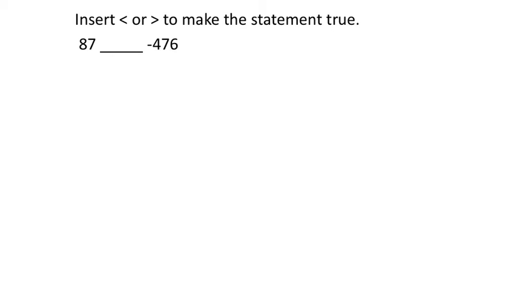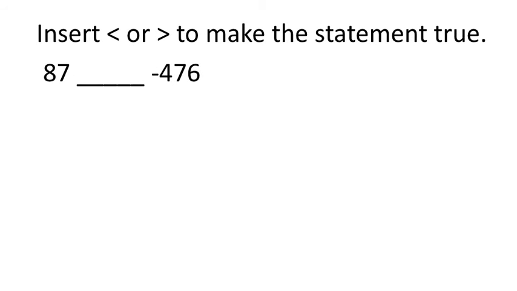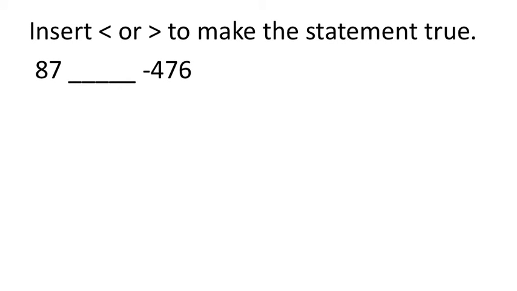All right, here's another problem. We'll insert less than or greater than to make the statement true. We're comparing positive 87 and negative 476. Do be careful, because sometimes, and it's just kind of a mental block, the 87 is positive and the 476 is negative. That's crucial because positive values are always bigger. So if you want to look at that as a crocodile eating the bigger value, it's up to you, but this reads 87 is greater than negative 476.